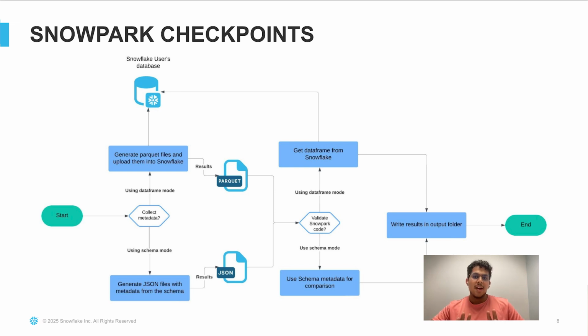Then imagine that we already have our code in Snowpark migrated by using the schema. We can use both modes that we saw previously for PySpark. If we use the schema mode, it will retrieve the metadata from the JSON files, and also it will create different JSON files from the data frames in Snowpark and make the different comparisons over the schemas. And then we have the data frame mode. It will retrieve the data stored into Snowflake and also make different comparisons or validations over the data itself. And finally, the different results are written into the output folder to make them accessible to the client.